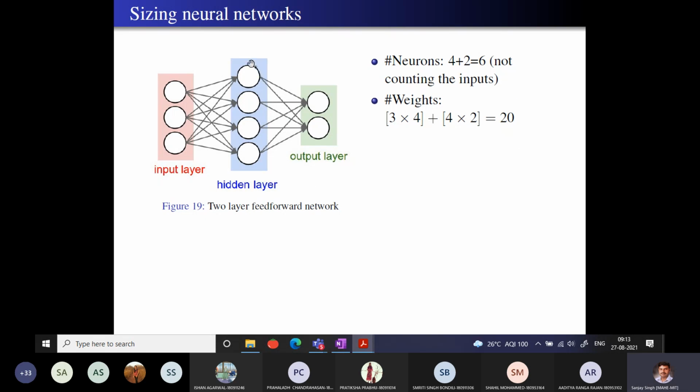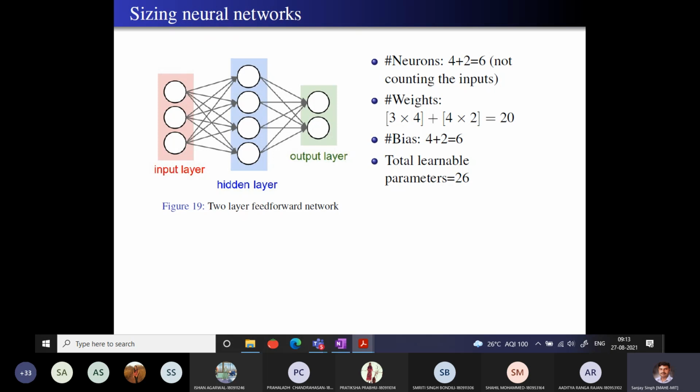Apart from this, each of the neurons has got one weight, and that particular weight is what we call the bias. So the number of bias variables will be equal to the number of neurons. There are 6 neurons, so there will be 6 biases. So we'll be adding it. So the bias will be basically 6. So the total number of learnable parameters is 26 in this, right?